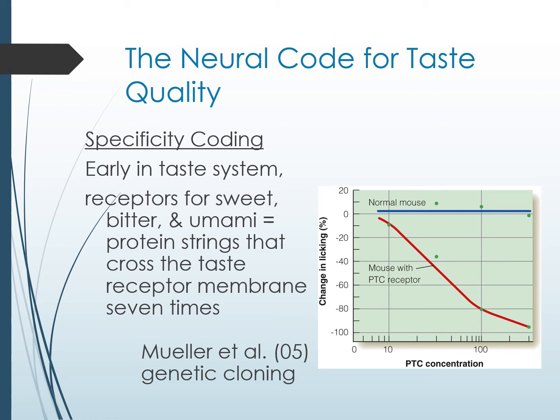And so that genetic cloning makes it look like specificity coding, that this is a particular receptor that is responding to this particular bitter taste. But notice both times that I'm saying, really, this specific receptor and this specific bitter taste.